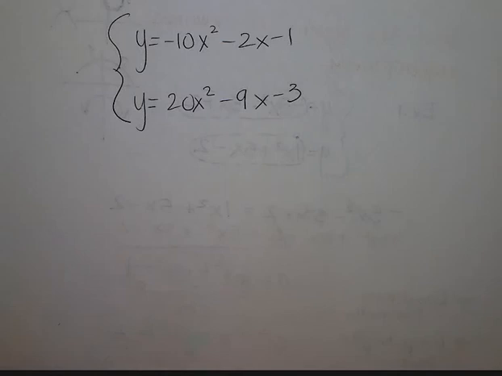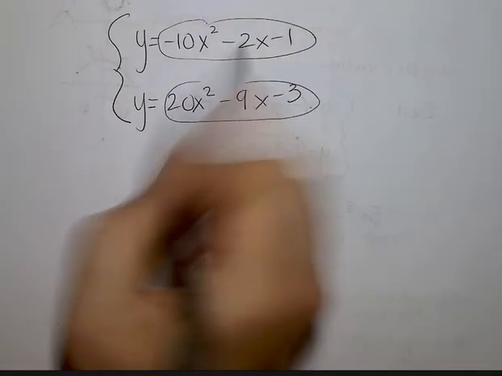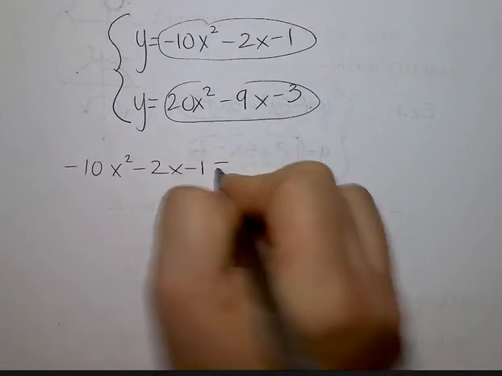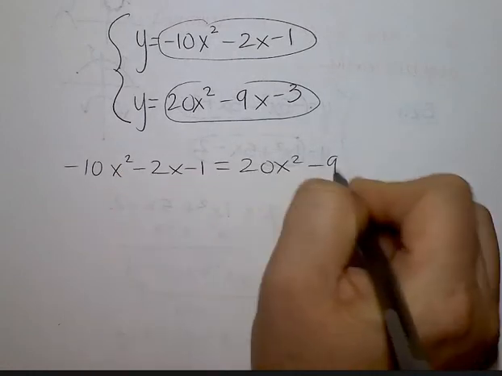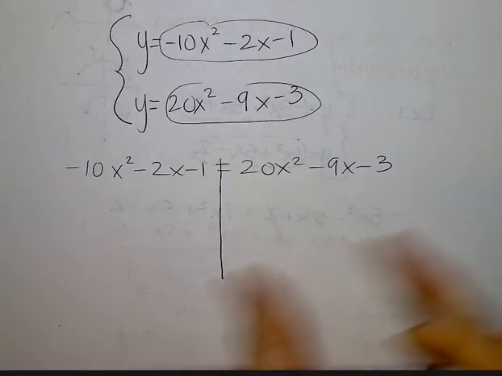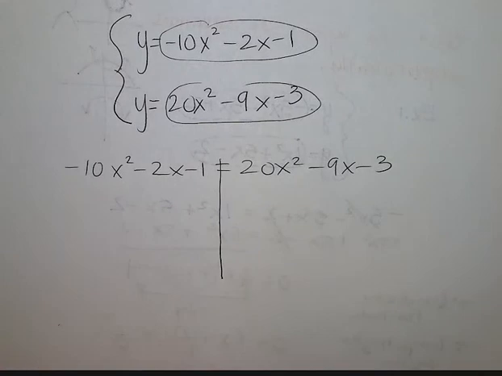So in this problem, you're asked to solve the system of equations algebraically. I'm going to set these two equal to one another. And then I'm going to choose to move everything to the right-hand side or to the left-hand side. There's no wrong answer. Generally, there's an easier method, but there's no wrong answer.